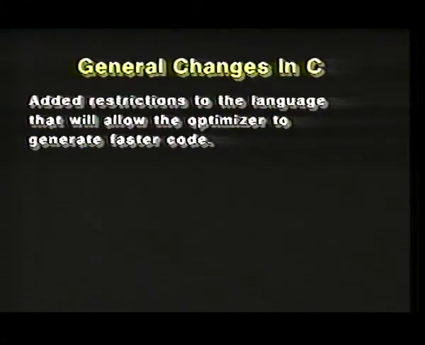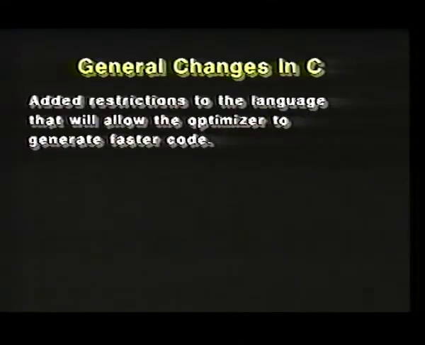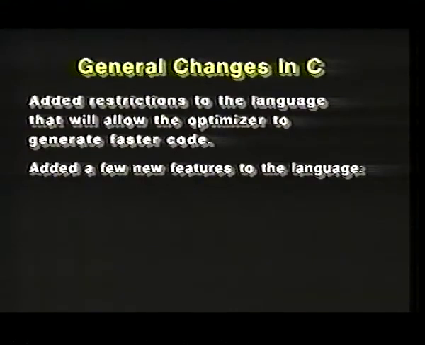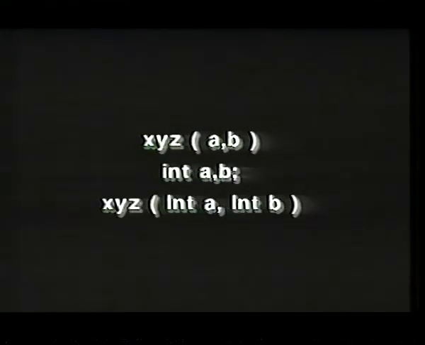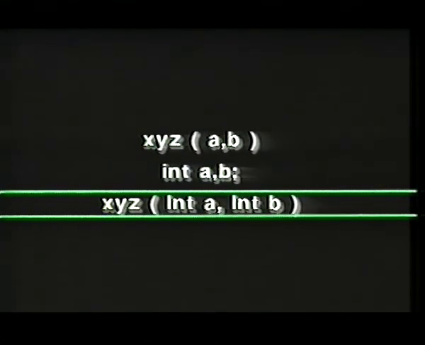They also added restrictions to the language that will allow optimizers to generate faster code, which is always good, so our customer applications can run faster. People always like running their code faster. They only added a few new features to the language in places where it's needed. Function prototyping, which is the current way of defining a function, is the prototype version. We took this from C++.